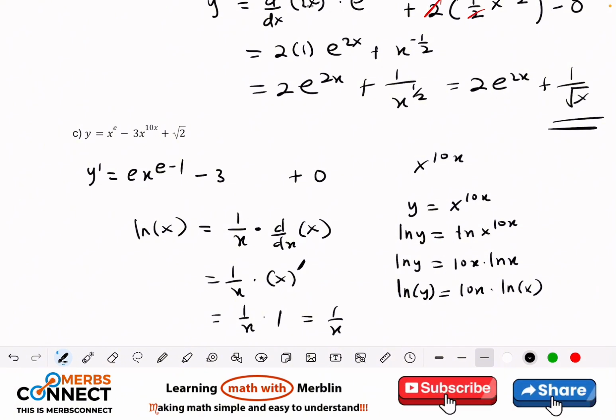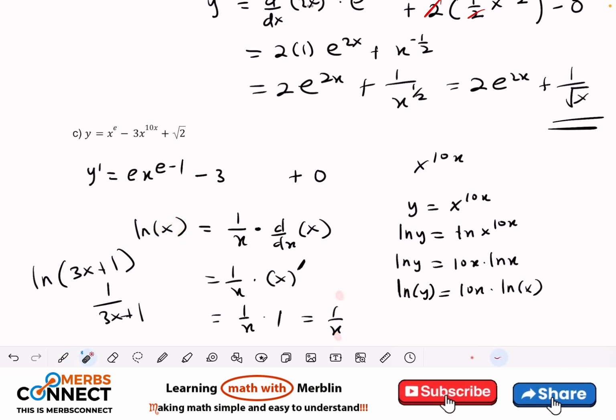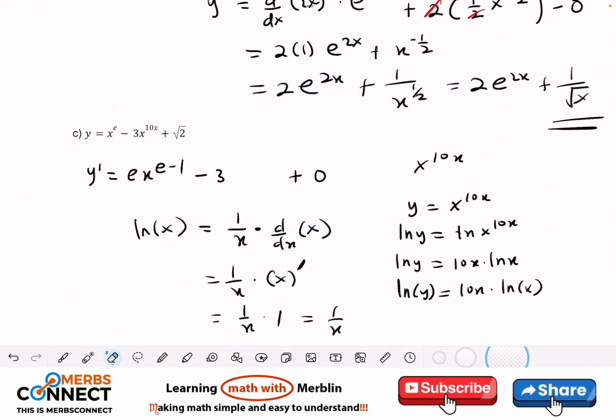So that when the function is not just x, let's assume the function is 3x plus 1, you are not going to say that when you differentiate it you get 1 over 3x plus 1, just because I know that when I differentiate ln x, I get 1 over x. It's 1 over what is inside the parentheses, but remember, you also differentiate what is inside the parentheses. So when I do this one, there will be 3 on the top here, because I need to differentiate what is inside the parentheses. We will talk more on ln, so don't worry about that. So that is the idea.